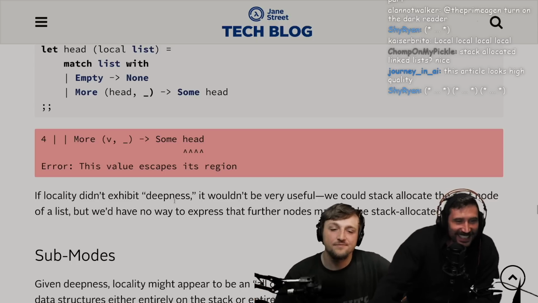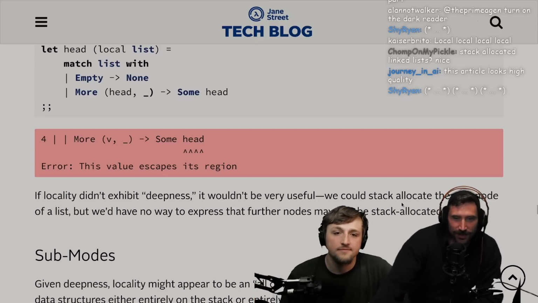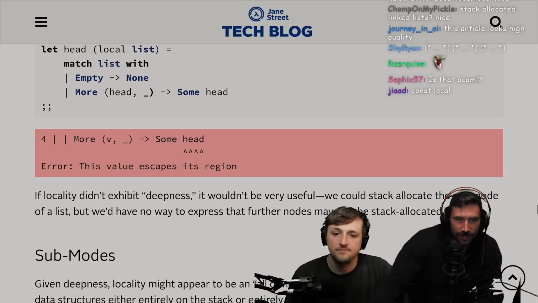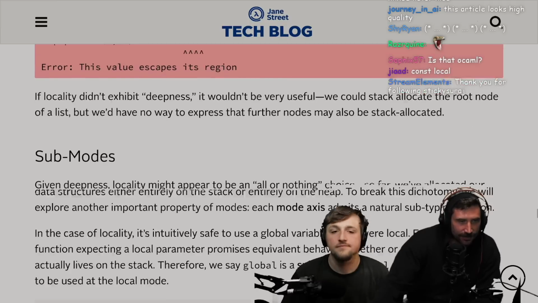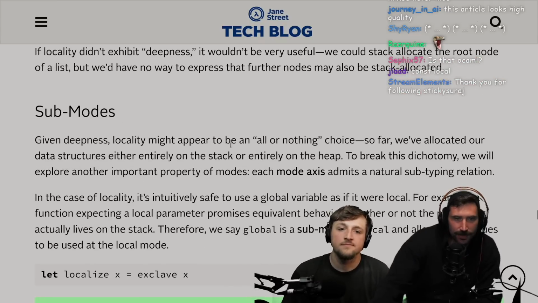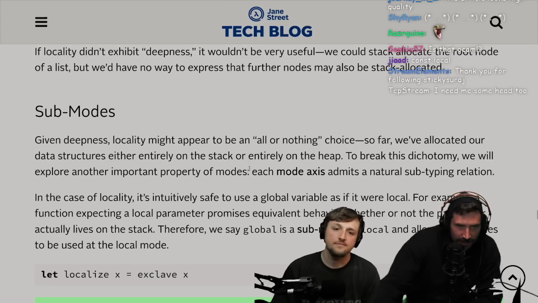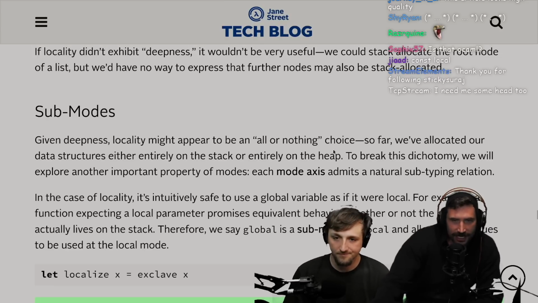Okay, if locality didn't exhibit deepness, it wouldn't be very useful. We could stack allocate the root node of the list, but we'd have no way to express that further nodes may also be stack allocated. Okay, cool. Submodes. Given deepness, locality might appear to be an all or nothing choice. So far, we allocated our data structure entirely on the stack or entirely on the heap. Yeah, that's kind of how I've envisioned it.